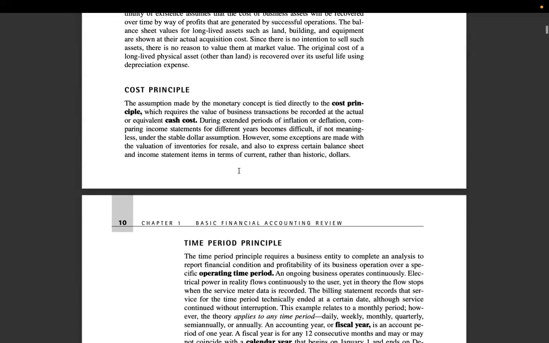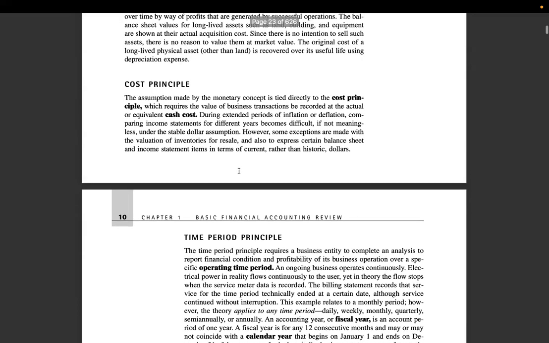Cost principle. Can you read it for us from there? Yeah, cost principle. The assumption made by the monetary concept. Can you read it fast? I want you to speed it up by 20% faster so we can move on quickly.